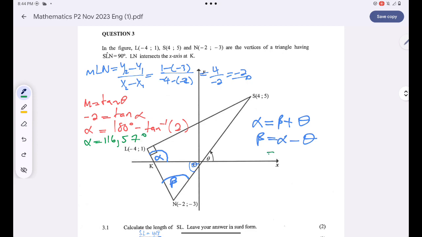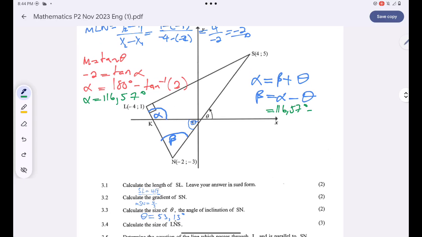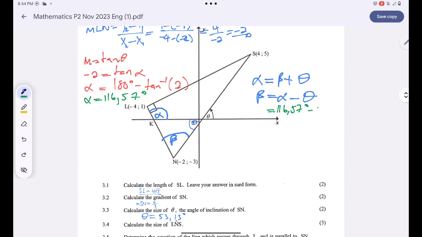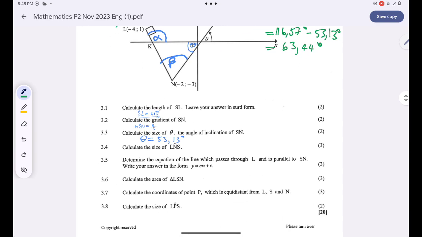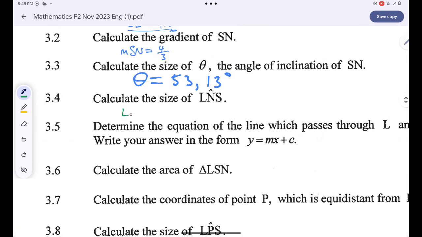I'll get alpha to be 116.57 degrees. So for me to find beta, I'll simply take 116.57 degrees minus, remember I found theta to be equal to 53.13. So what do I get? 116.57 minus 53.13. I simply get 63.44 degrees. So the angle between the two straight lines, which is angle LNS, yes, we named it beta. That angle is equal to 63.44 degrees.